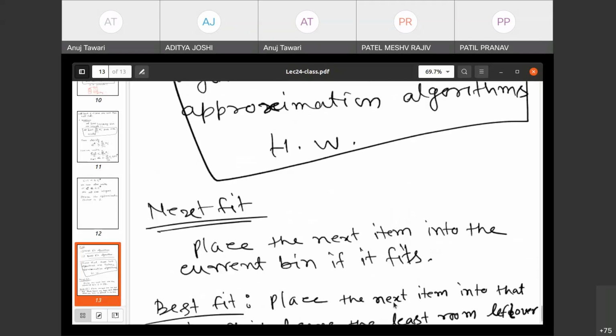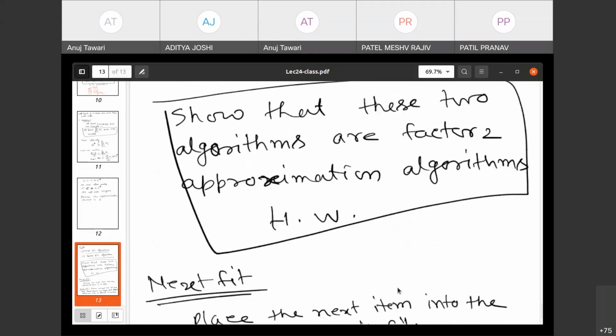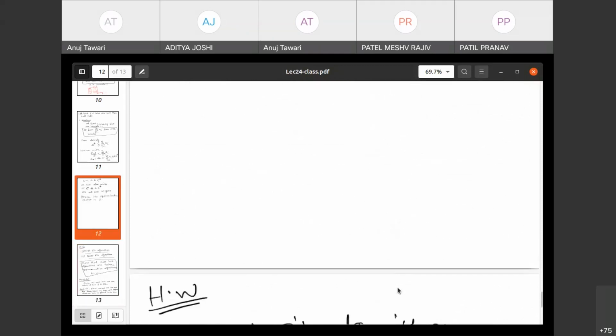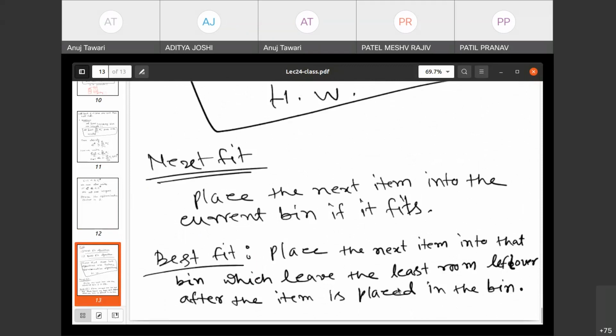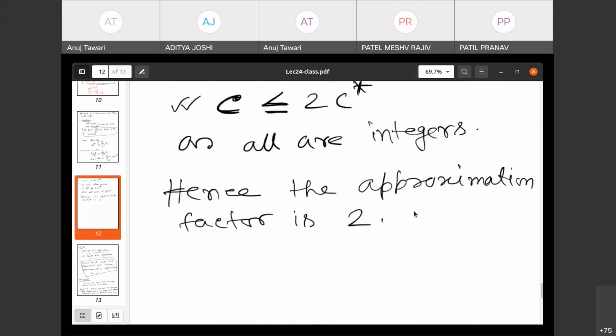And for all of these, in fact, all of these algorithms are a two approximation. So how do you see that? Let's say we want to claim about next fit. Why is it a two approximation algorithm? We'll use the same strategy as we used here.